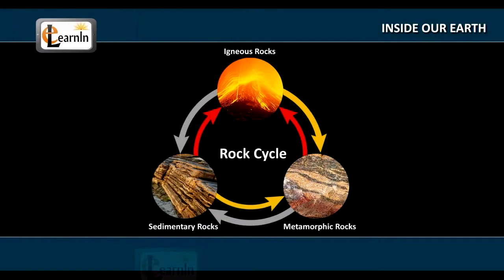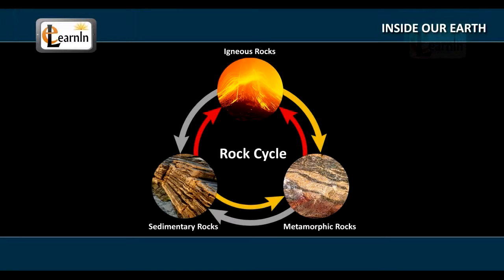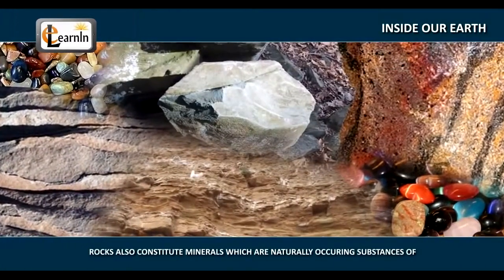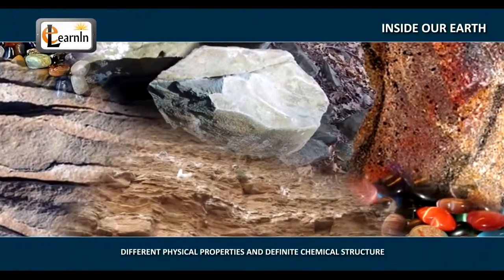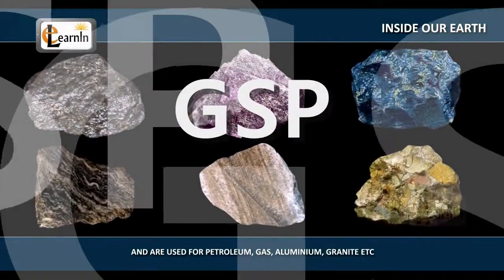Next, when these igneous rocks are broken down, they transform into sedimentary rocks. The cycle continues when the igneous and sedimentary rocks that are subjected to heat and pressure change into metamorphic rocks. If these metamorphic rocks continue to be under heat and pressure, they melt to form molten magma, thus completing the entire rock cycle. Rocks also constitute minerals, which are naturally occurring substances of different physical properties and definite chemical structure. They are used as petroleum, gas, aluminum, granite, etc.